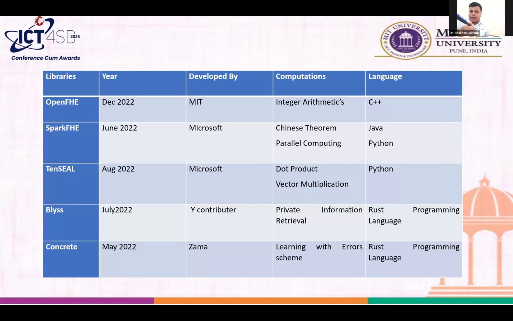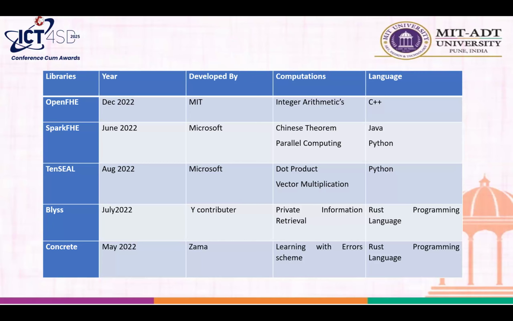And what do you mean by MIT? Developed by MIT, the first one. Yes, the first one, OpenFHE, was developed by MIT, where only arithmetic on integers was used, and the language used was C++. Okay, which algorithm are you using for homomorphic encryption? Right now, what I'm trying to do is healthcare.